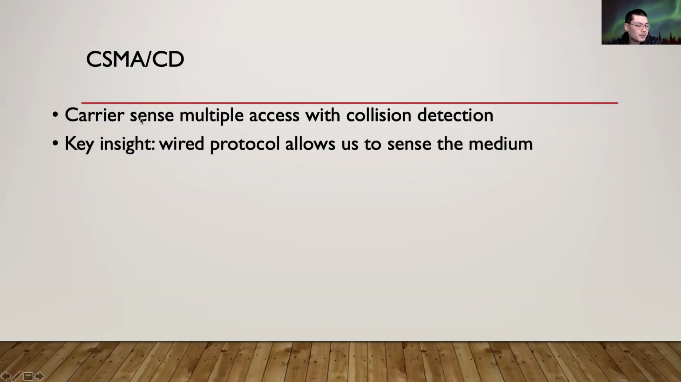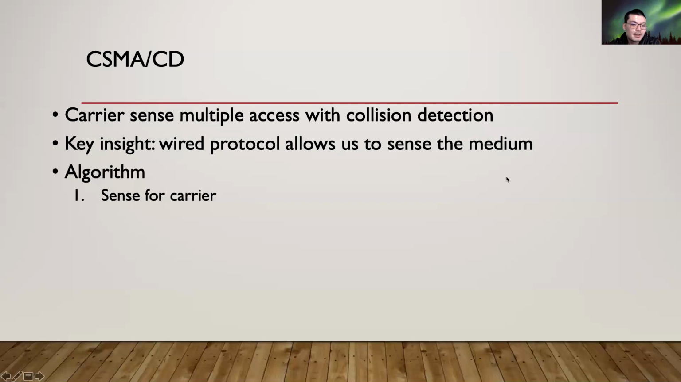But it's possible in a wired connection. Because you're connected to the piece of metal, you can really do carrier sense multiple access, which means you are sensing this wire to see whether there's a collision. The key insight is, for example, if you are sending a 1 bit and you detect a 0 bit, of course there's a collision, and you should stop talking. So there's a way to do collision detection using Ethernet, using a wired connection. The key insight is that a wired protocol allows us to sense the medium.